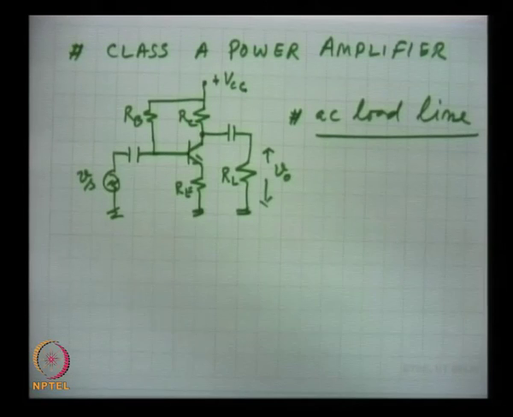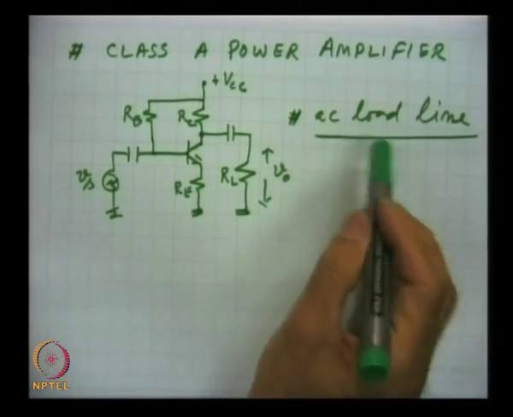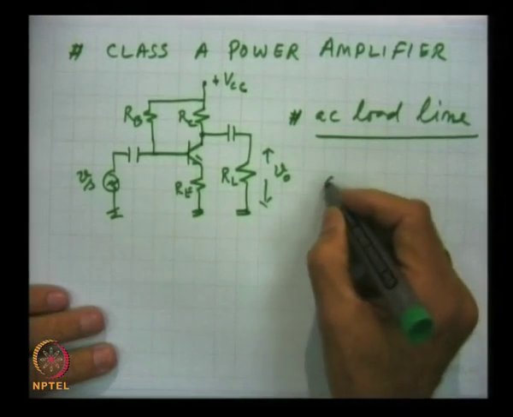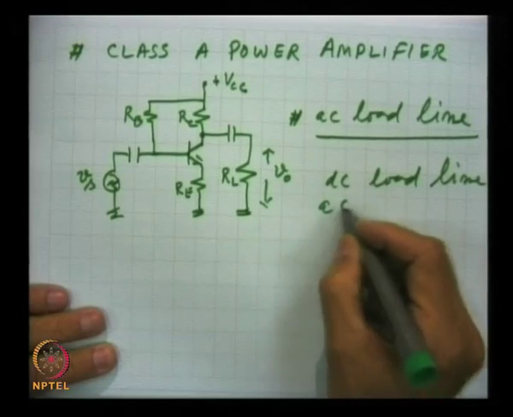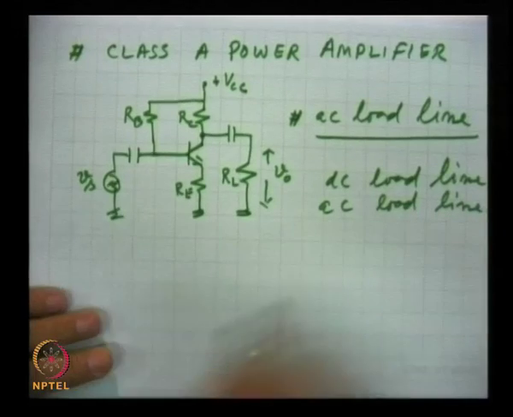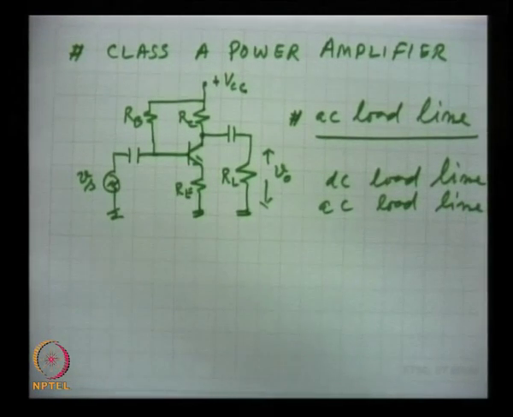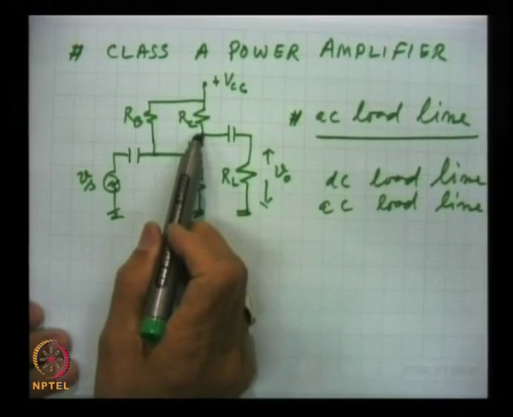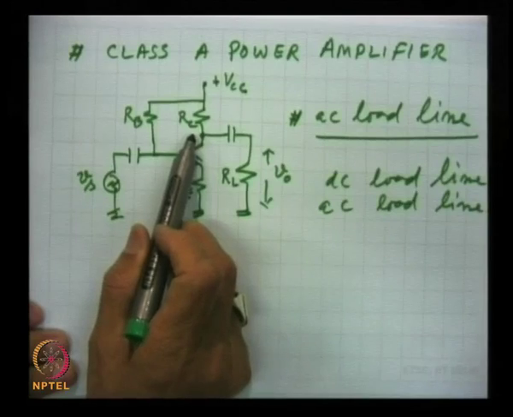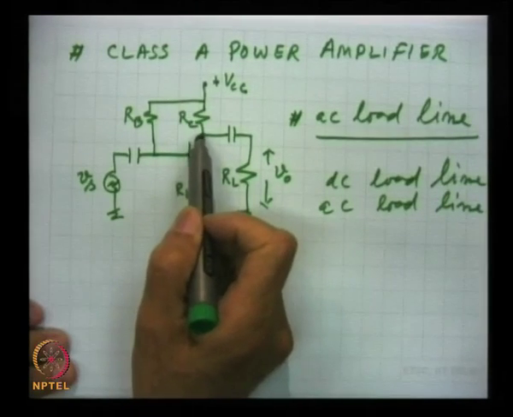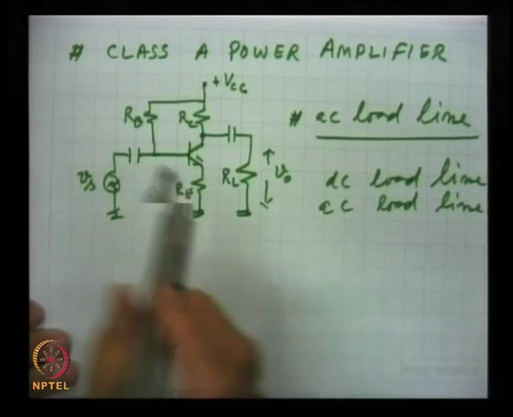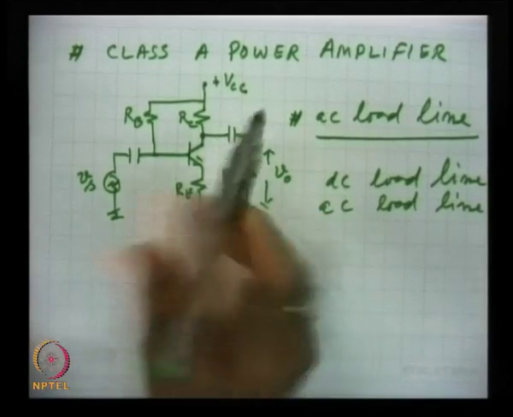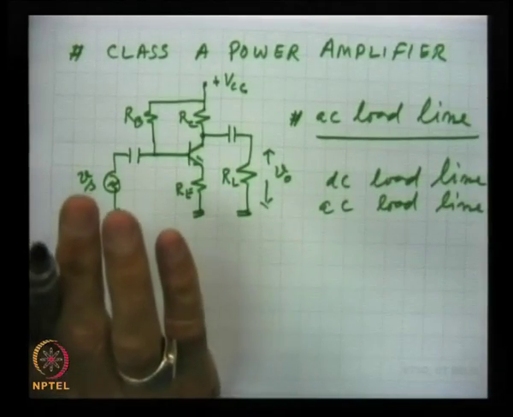The load line concept we have already discussed when we discussed the bipolar transistor, but now we require the AC load line. So, there is a DC load line, and then there is an AC load line. Why are the two load lines different? Because the collector will see different impedances, different resistances, for DC and for AC. For DC analysis, as we said earlier, this capacitor has to be taken as infinite resistance, so we remove it.